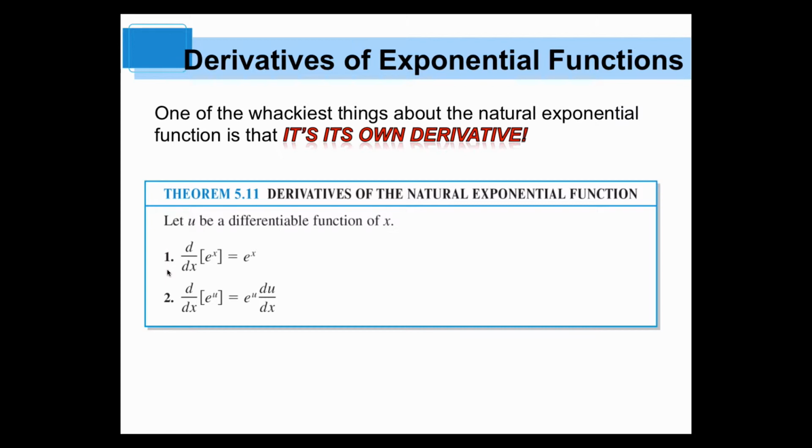What if we had e to the 2x? What if it's not just x? Then you've got this going on. What's this? Why is it the same?